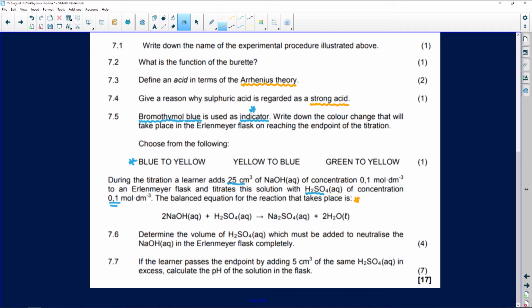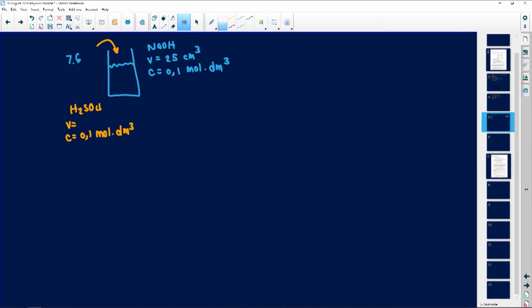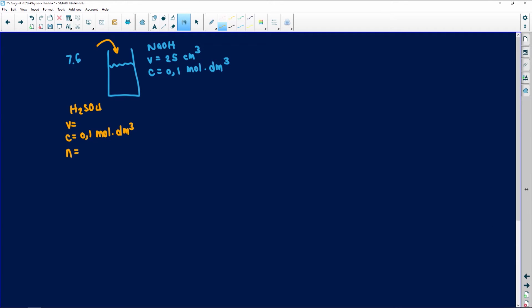Something very important when we work with chemistry is mole ratios. So I've got a mole ratio of 2 is to 1. Now 7.6 says determine the volume. They're looking for the volume of the sulfuric acid which must be added to neutralize the NaOH in the flask completely, and that is for 4 marks. Something very crucial is the mole ratio, so that is 2 is to 1. So now let's start answering. This is the picture. I've got my base. I'm adding in some sulfuric acid. I don't know my volume. I'm going to add my moles here. I saw that for sulfuric acid, my mole was 1, whereas for my base, my mole was 2.